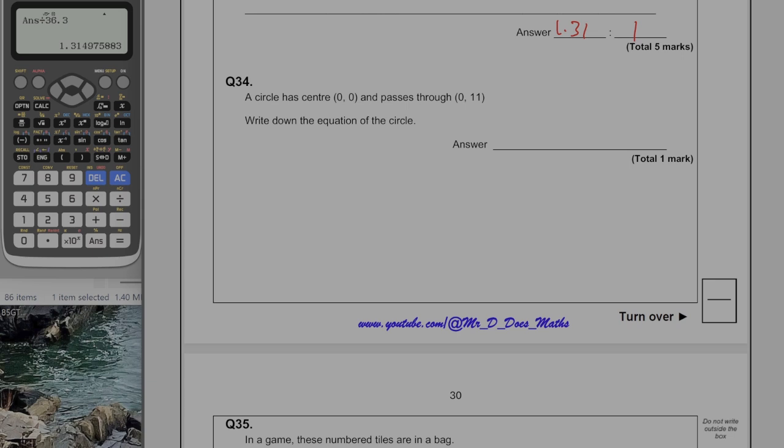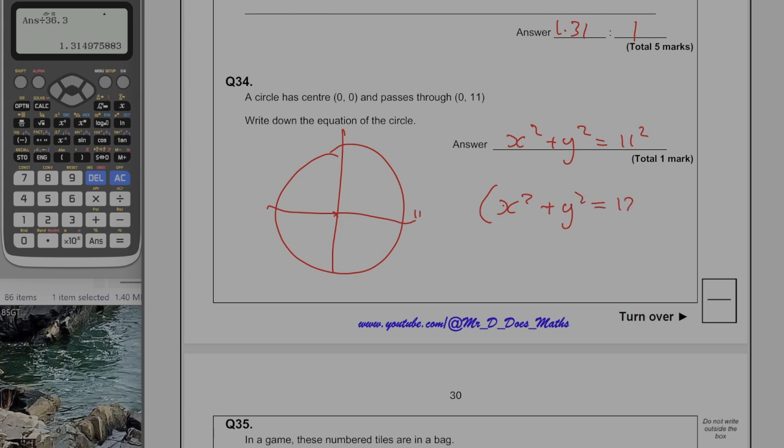Okay, question 34. A circle has a center of 0, 0 and passes through 0, 11. Write down the equation of the circle. It passes through 11. So that's going to be x squared plus y squared is going to be equal to the radius squared. The radius is going to be 11, so 11 squared. And obviously, that would be absolutely fine. You could also write x squared plus y squared equals 121. That would be also fine.